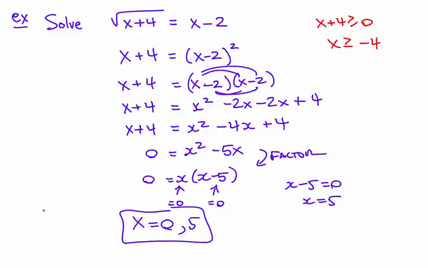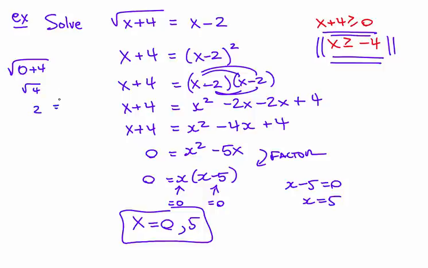Now I need to test them and make sure they work. So I could look at the restrictions, because they definitely won't work if they don't fit this restriction, but they're both bigger than -4, so that's fine. Let's actually test them. Is the square root of 0 plus 4, which is the square root of 4, which is 2, the same as 0 take away 2? No, it's not.